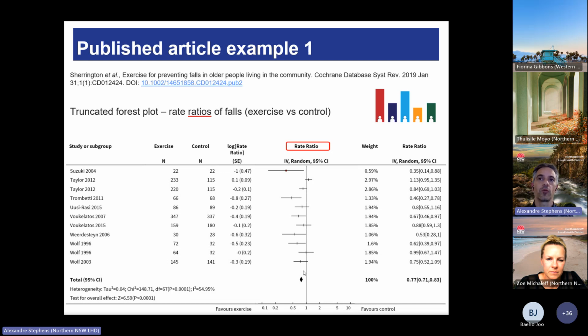The rate of falls in the exercise group is about 0.8 that of the falls experienced by the control arm, or the comparator arm. And if we look at the confidence interval, it ranges from 0.71 to 0.83. It doesn't incorporate the value of no difference, so we know that would be a statistically significant finding.